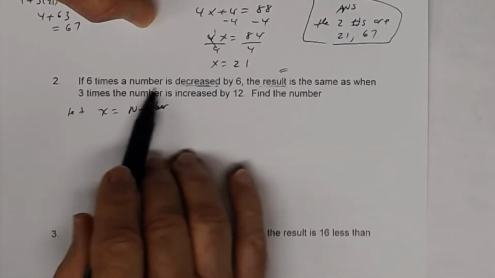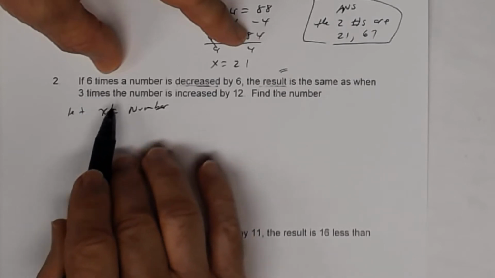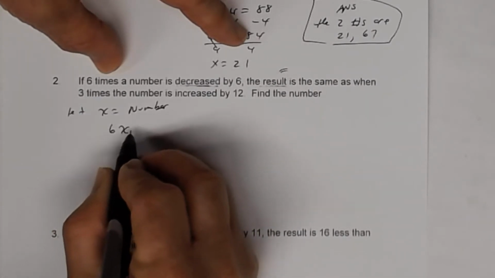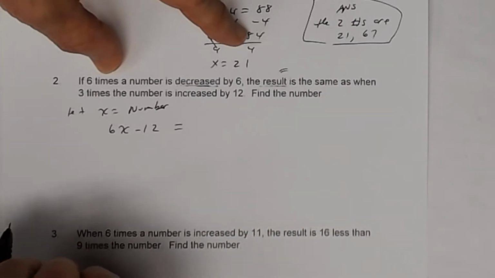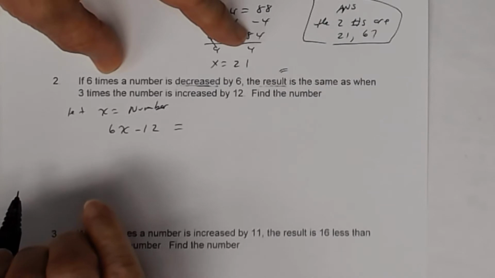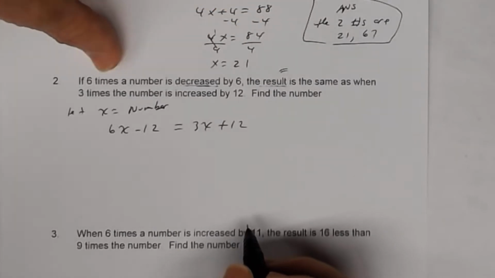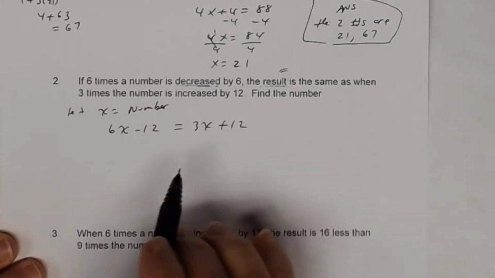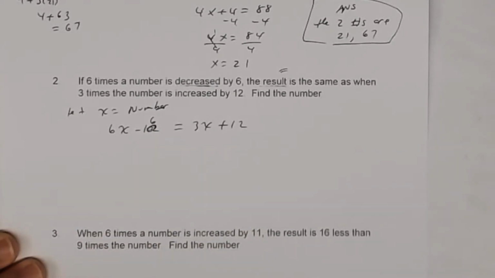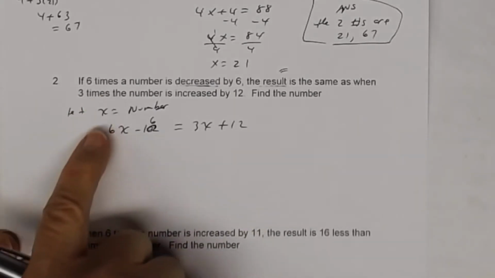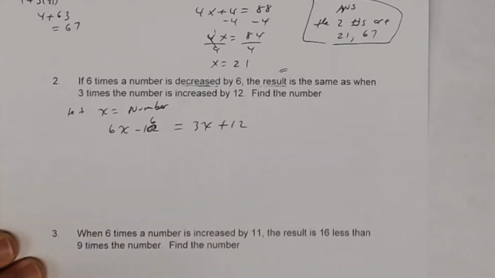All right, so let's do that first statement. So we're going to write our equation. So that first statement says 6 times that number is decreased by 12. So 6x minus 12. The result is the same as when 3 times the number is increased by 12. So I'm going to say 3 times x, and I'm going to say add 12. So that's your equation. Okay? And I put 12 here. I meant to put what? 6 decreased by 6. Okay?